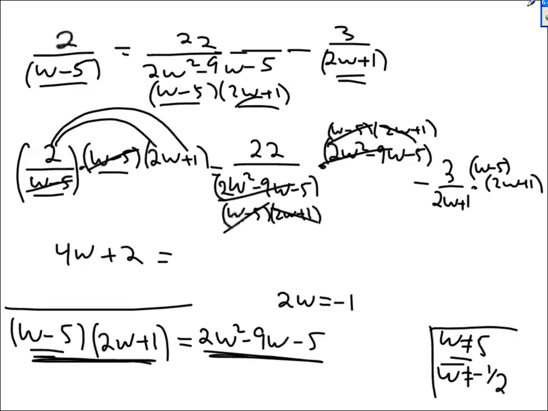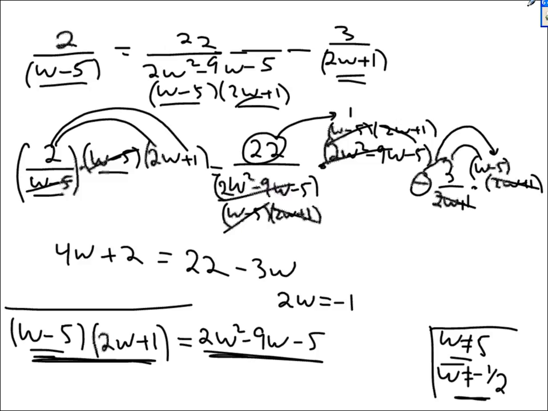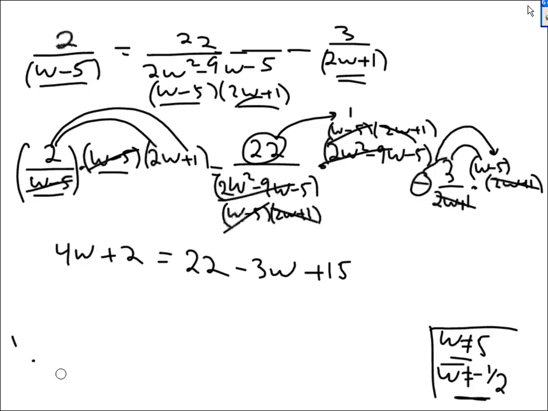Okay. So this is 1. 22 times 1 is 22. Minus. The 2w plus 1's cancel out, provided w is not negative a half. But I already have that. So I take away 3w. Because negative 3 times w is negative 3w. Negative 3 times negative 5 is plus 15. And that's the equation that I'm going to solve. And I will reject any answer that suggests that w is 5 or negative a half.